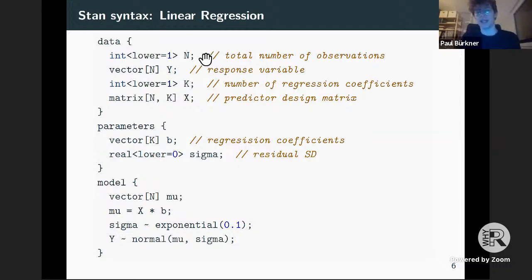I call that n in this case, and it's an integer, and we need to have at least one observation, otherwise linear regression wouldn't make sense. Then we have a response variable, I call that y, it's a vector of length n. Then we have a number of regression coefficients we want to estimate, I call that k, again, we need at least one regression coefficient. And then we have a predictor design matrix that contains our predictor variables, or features in machine learning language, as columns, and rows are the information for each individual observation. And this is a matrix with n rows and k columns.